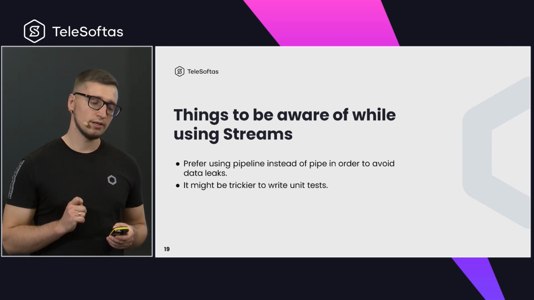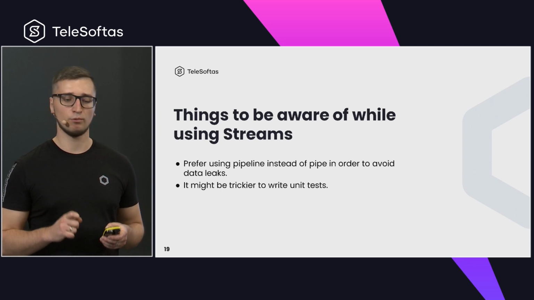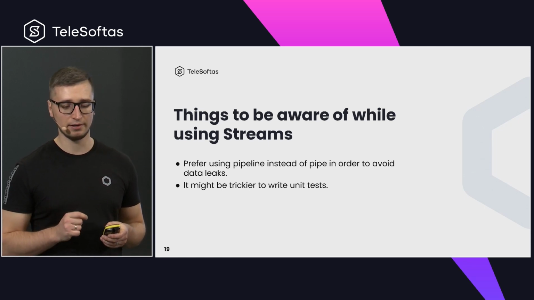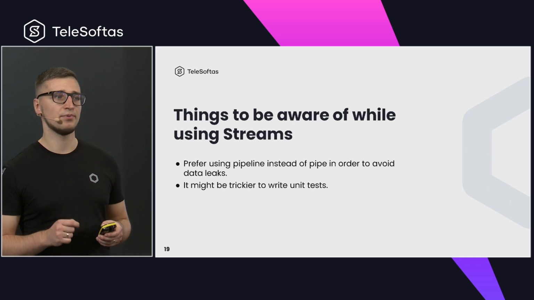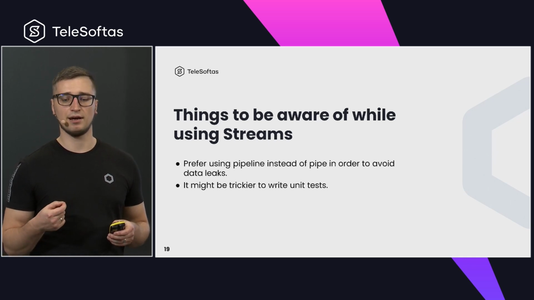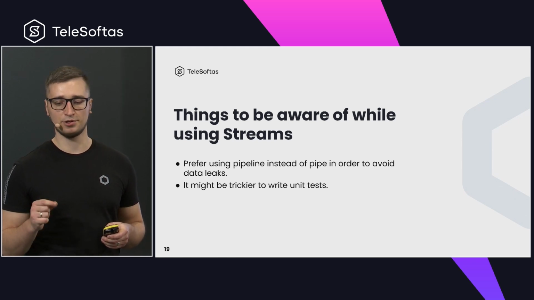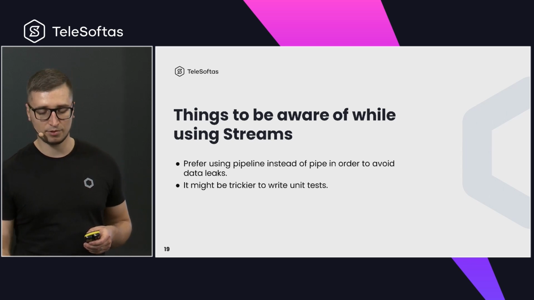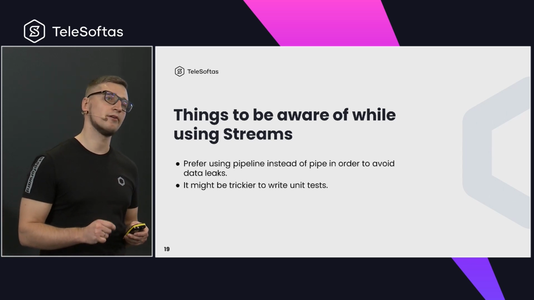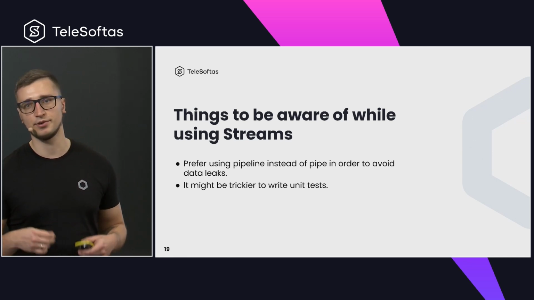It's useful to know that you should always use a pipeline instead of a pipe in order to avoid data leaks. Why is that important? In case you are using .pipe notation on a stream, you should explicitly handle an error on each stream, which means that you should subscribe on error to each different stream and have a separate error handler for each stream.